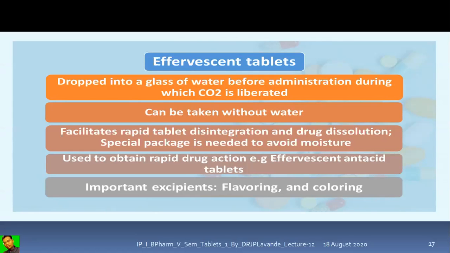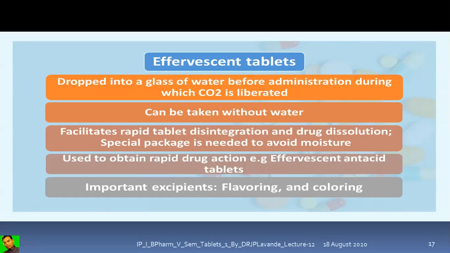Special packaging is needed to avoid moisture, because when they come in contact with moisture, with water, they will cause the release of carbon dioxide. So they need a special kind of packaging, so that air or atmospheric moisture should not get absorbed by the tablet. These are used to obtain rapid drug action. For example, the effervescent antacid tablet Disprin. Disprin is the best example of this effervescent tablet.